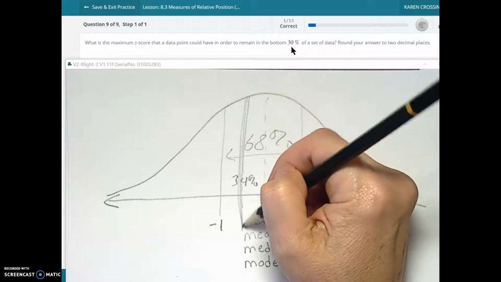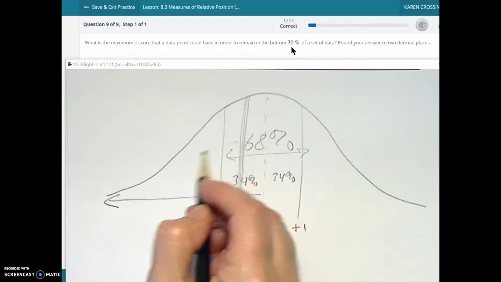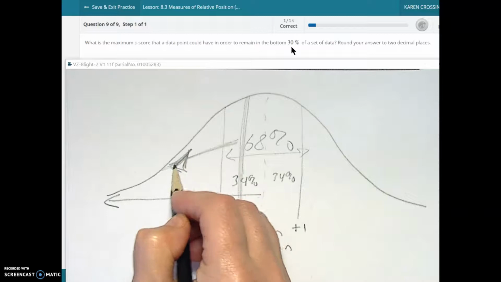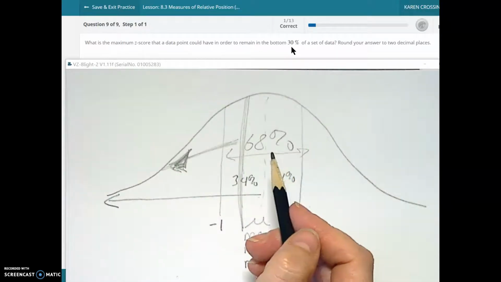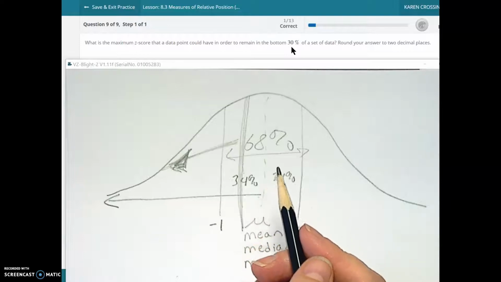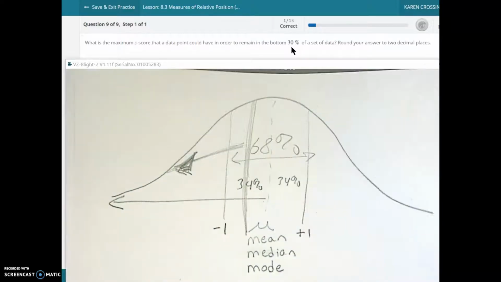So the help thing on Hawks tells you one way to do it, and I want to express another way to do it. I'm going to introduce the normal curve tables that are linked on your Hawks course, and I've also provided copies of them. I suggest you print them because it's so much easier.